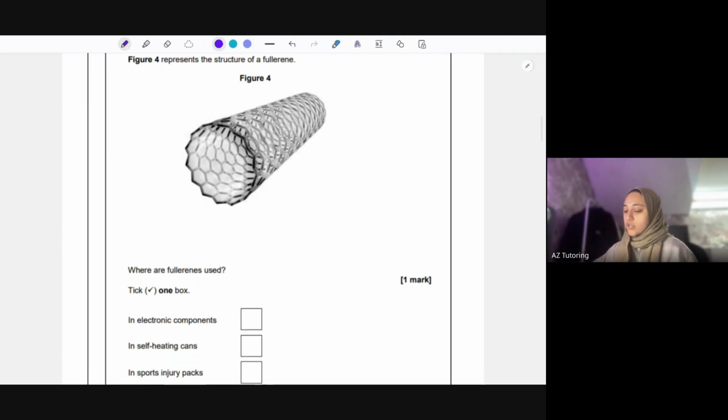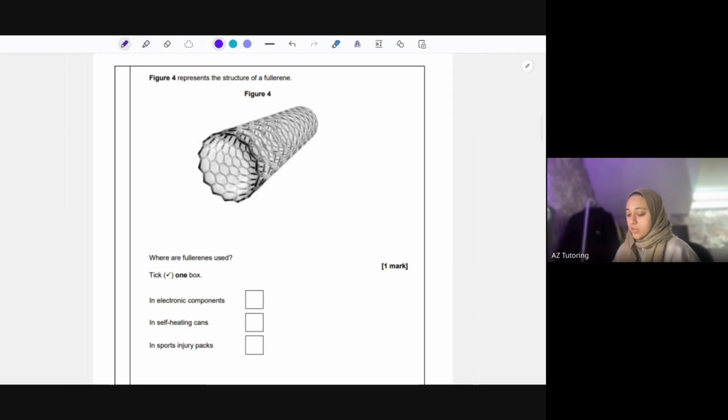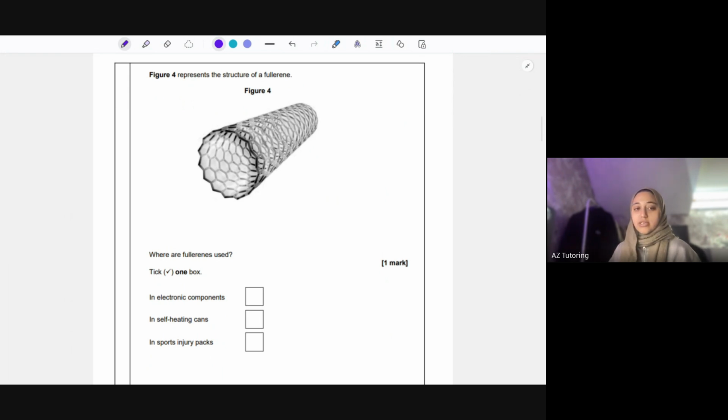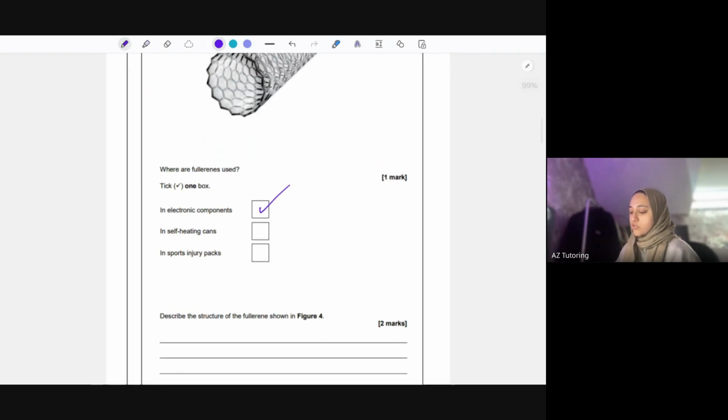Okay, figure 4 represents the structure of a fullerene. A fullerene, again, is an allotrope of carbon. This is made up of carbon as well. It says where are fullerenes used. We use these in electrical components because, again, they can conduct electricity. So that's where we use fullerenes. Describe the structure of the fullerene shown in figure 4. So for 2 marks, we're literally just describing it.